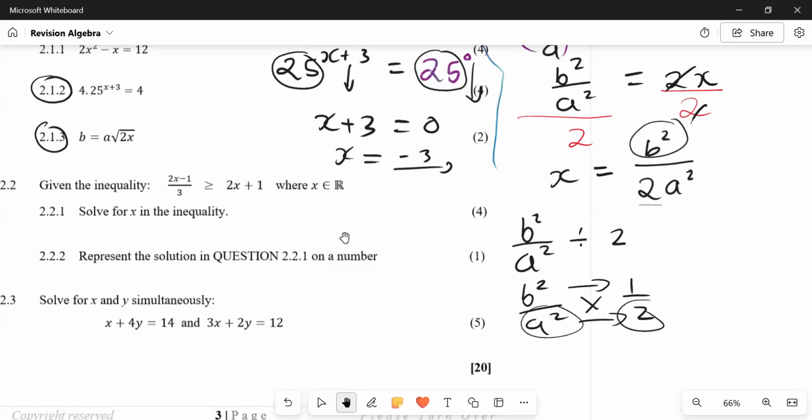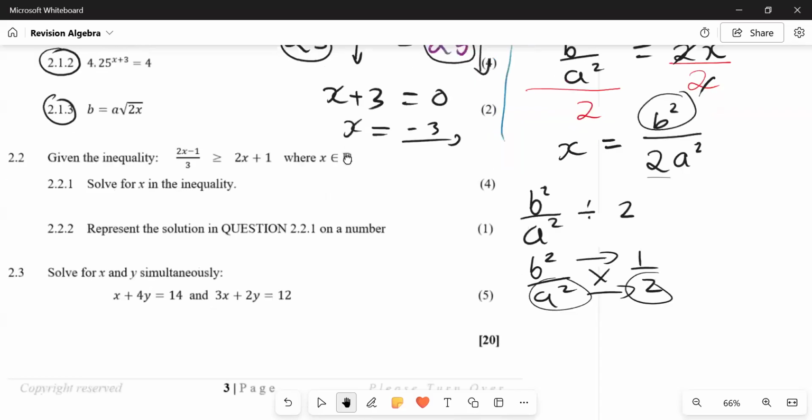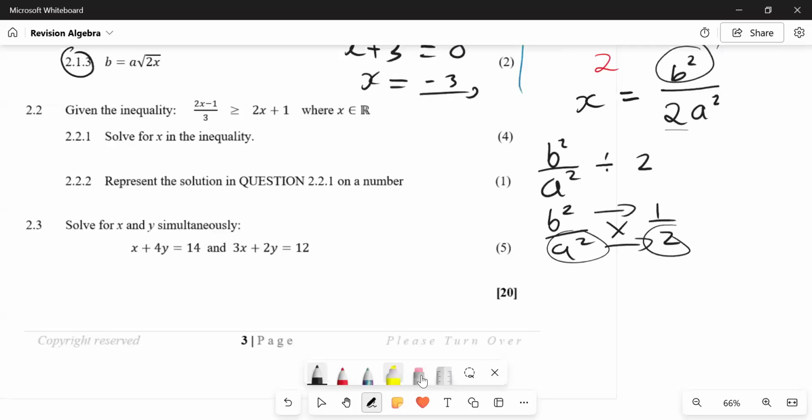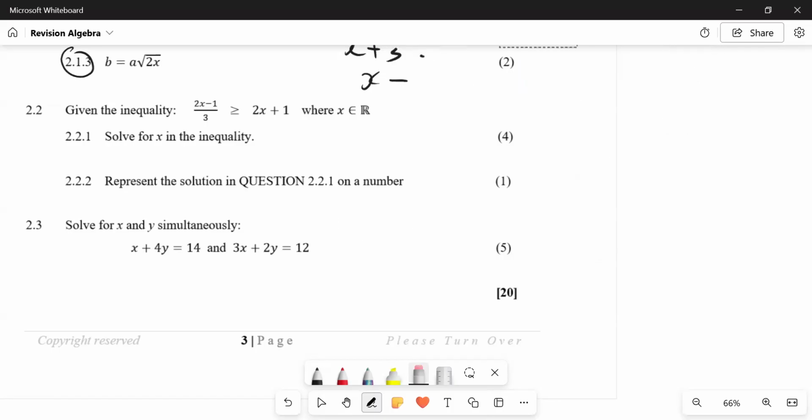Perfect. And then now after this one, I think we have to move to the inequality part. Yeah, we have to move to the inequality part. So for inequality, they gave us (2x minus 1) over 3 is greater or equal to 2x plus 1. We must solve for x in the inequality.